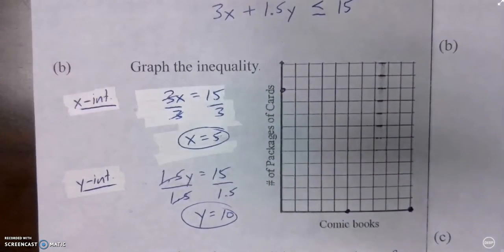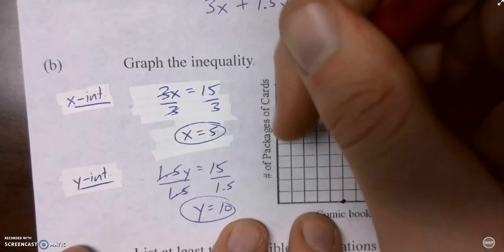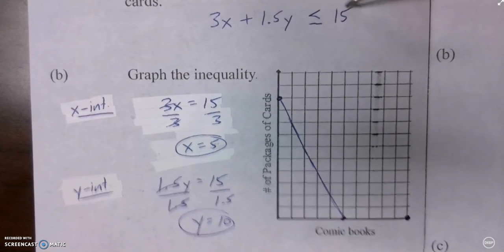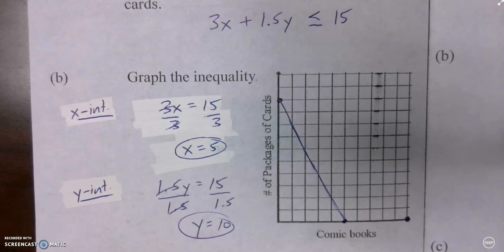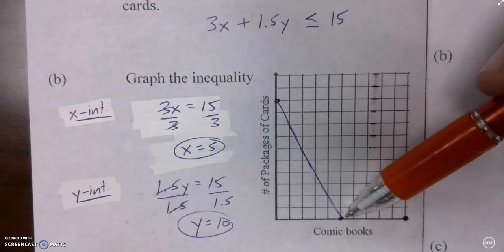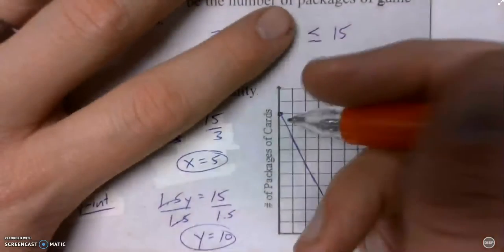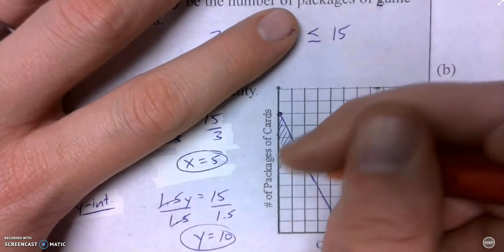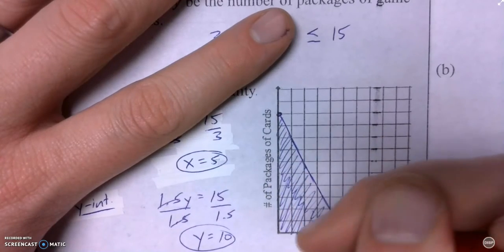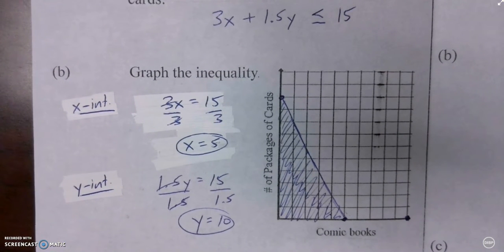And I can now connect these 2 points with a line. And again, I'm going to use a solid line because the inequality has less than or equal to. So here the line represents what David could buy to spend exactly $15. If I also want to include where he could spend less than that, I want the part below the line this time. There it is. There is our inequality.